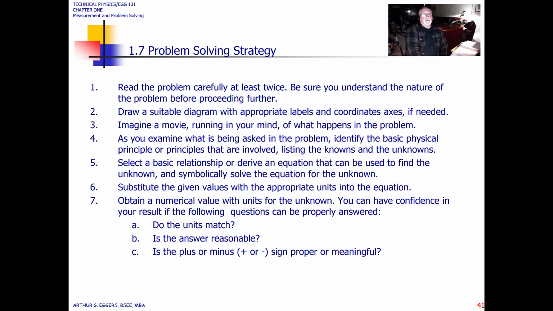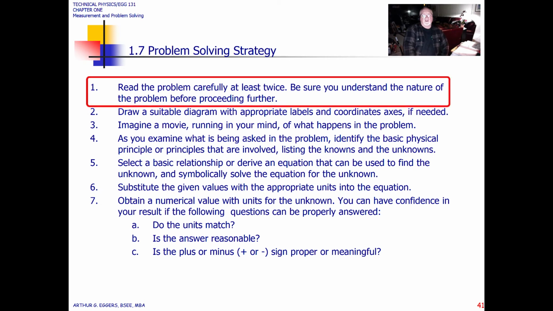The next thing that's very important is problem-solving strategy. In every technical class, you are going to be given problems, and from those problems, as a written problem, you're going to have to assemble them into a mathematical solution that you will have to glean from the way the problem is stated. So in every case, the first step is reading the problem carefully. Read it through a couple of times. Be sure that you understand the nature of the problem before proceeding farther.